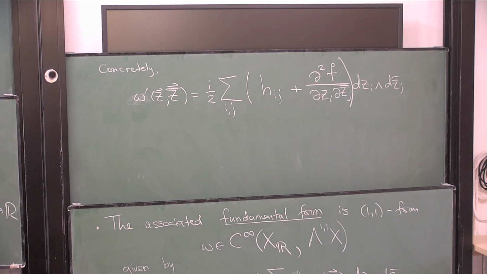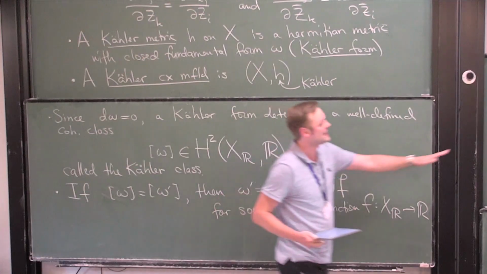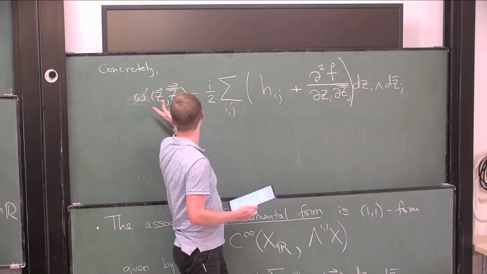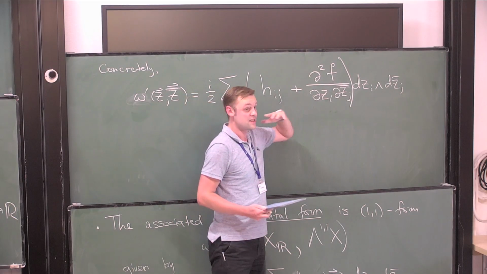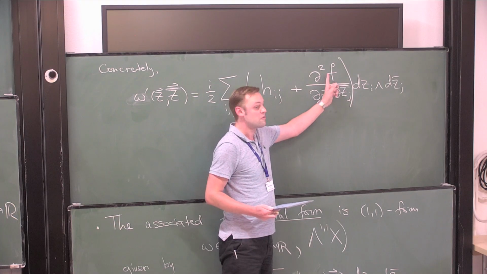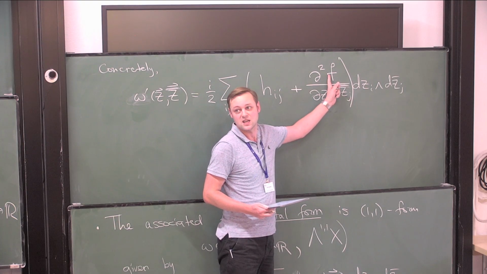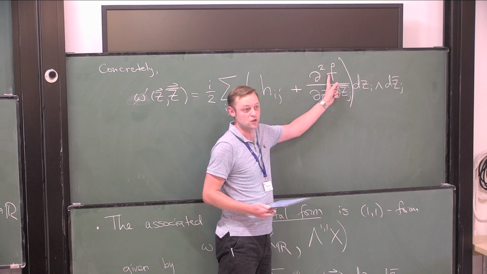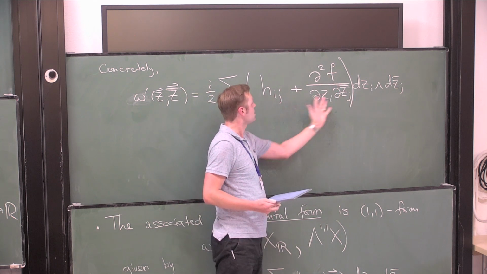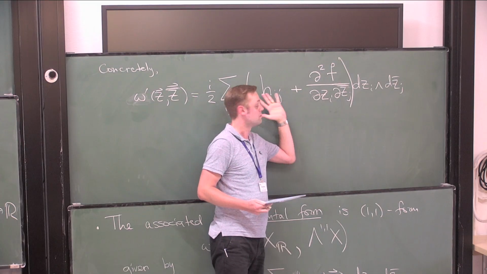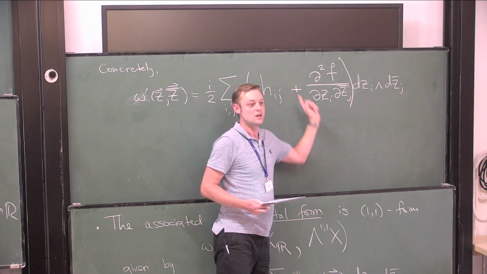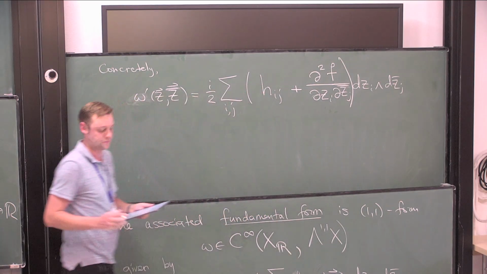So this formula that I wrote completely explicitly in coordinates just means this. It means that if omega prime and omega lie in the same cohomology class, then there is some function f, some C infinity real valued function, global function on X, such that the coefficients of omega prime are modified from the coefficients of omega by this second derivative term of f.